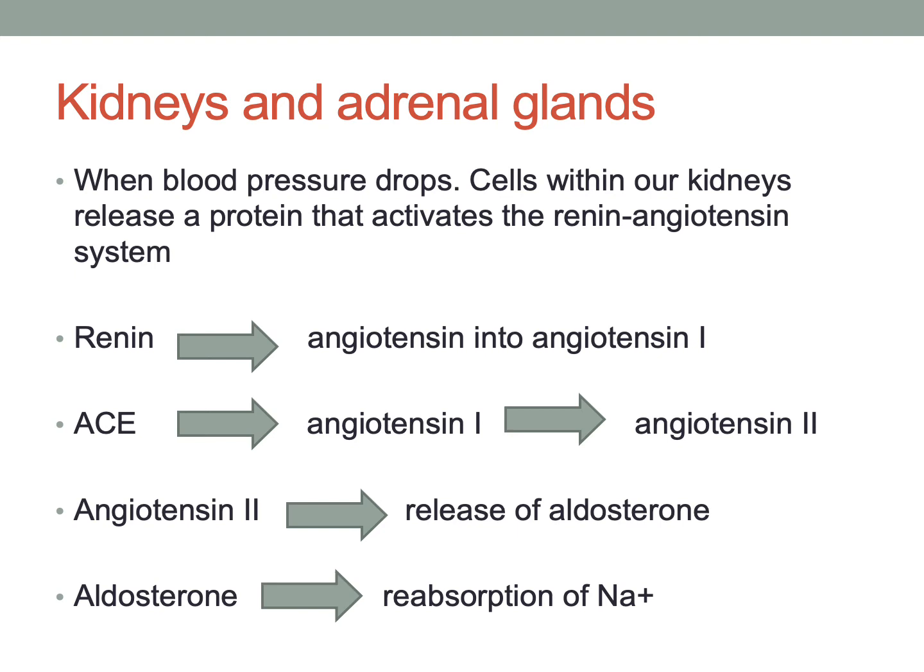Angiotensin 2 effectively causes vasoconstriction. With antihypertensives, if we block this enzyme, then we reduce blood pressure. In the case of a drop in our blood pressure, this causes the release of angiotensin 2, which causes vasoconstriction, to increase our blood pressure.